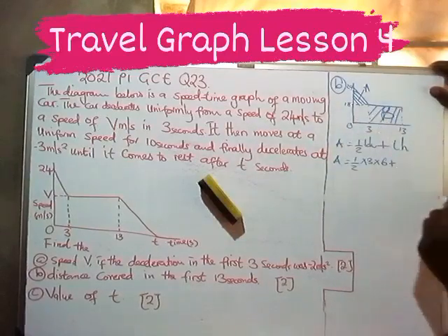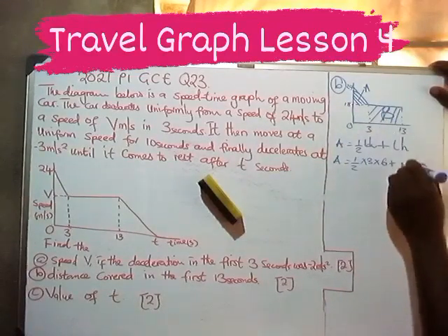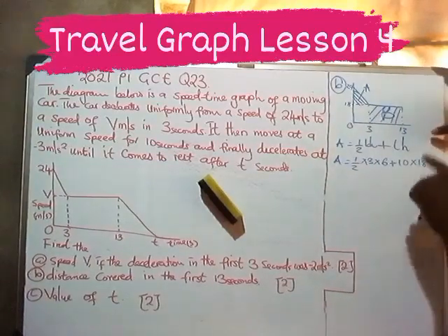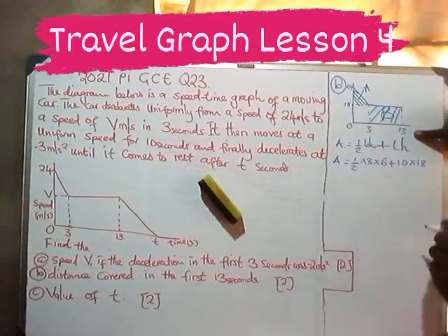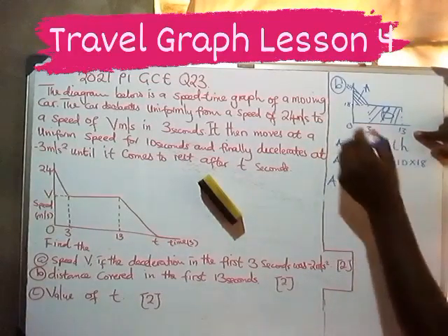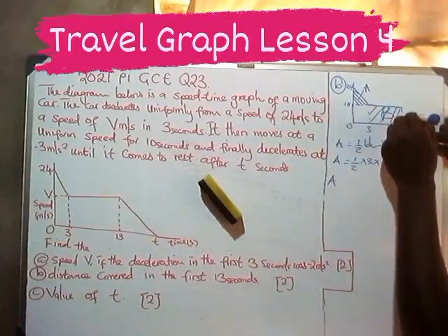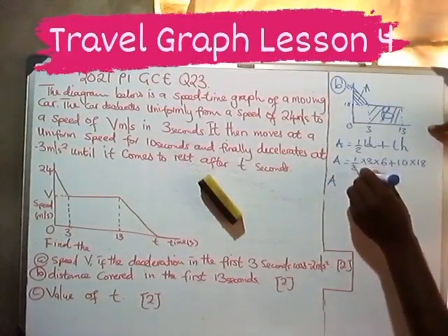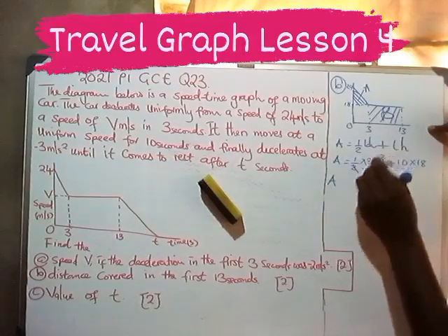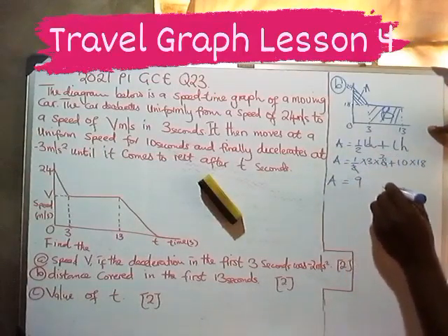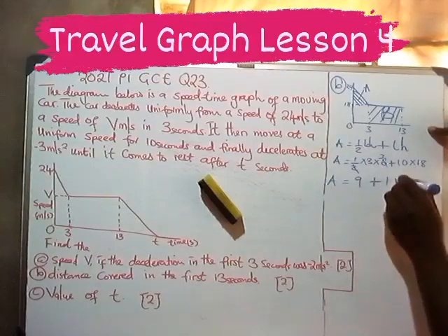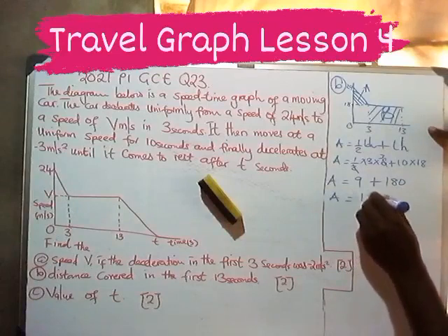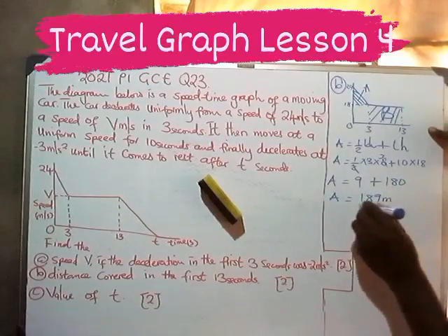the area for this. This is a rectangle, meaning our base is 10 and our height is 18. Why 10? Because 13 minus 3 is 10. The 18 is from 0 up to here, which is the same as from here up to here, which is the height. So we're going to have 1 times 9 plus 180 for this one. So the area will be 189 meters.